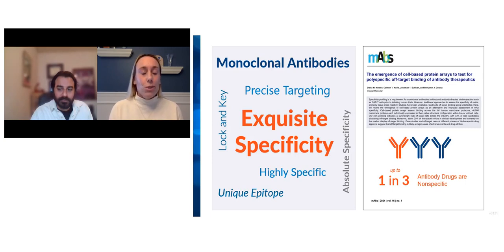Antibodies are so popular and valuable as targeted therapeutics because of their excellent specificity profile when compared to small molecules. This word cloud here on the left shows some key vocabulary that's often used to describe antibodies, such as exquisite specificity, absolute specificity, precise targeting. And a lot of this is because antibodies are often generated from immunizations with a very specific antigen. So in theory, they should only recognize that antigen.